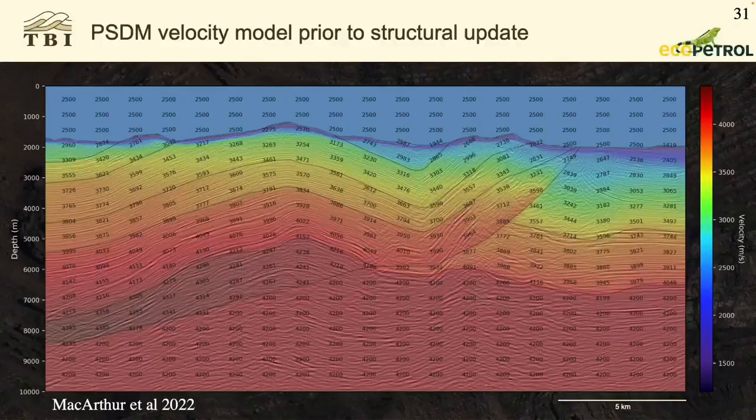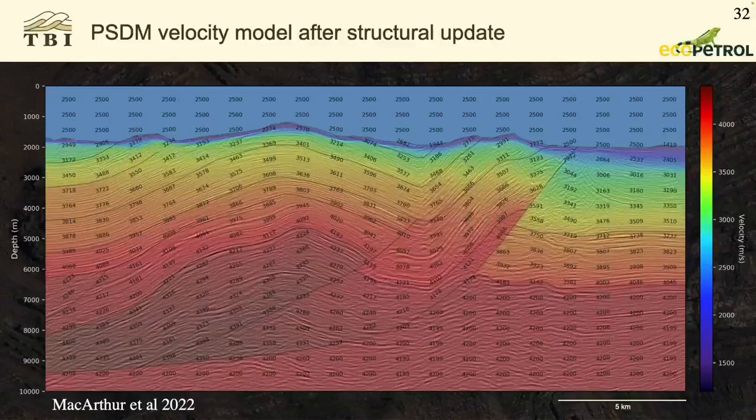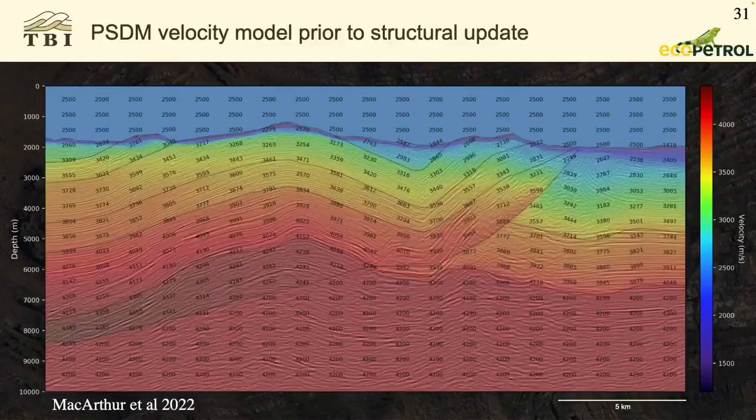Okay, one more data example. I just wanted to leave off on a data example. It's a lot higher density in the shooting, with much longer offsets, much more sensitive to velocities. And here's the pre-stack depth migration model prior to a structural update. And you can see some of the horizons aren't quite matching with the imaging. There was a significant improvement in imaging through a few different efforts published by MacArthur et al. this year at the APG International Conference. And then as a result of the improved imaging, they made a new structural interpretation of the velocity model.